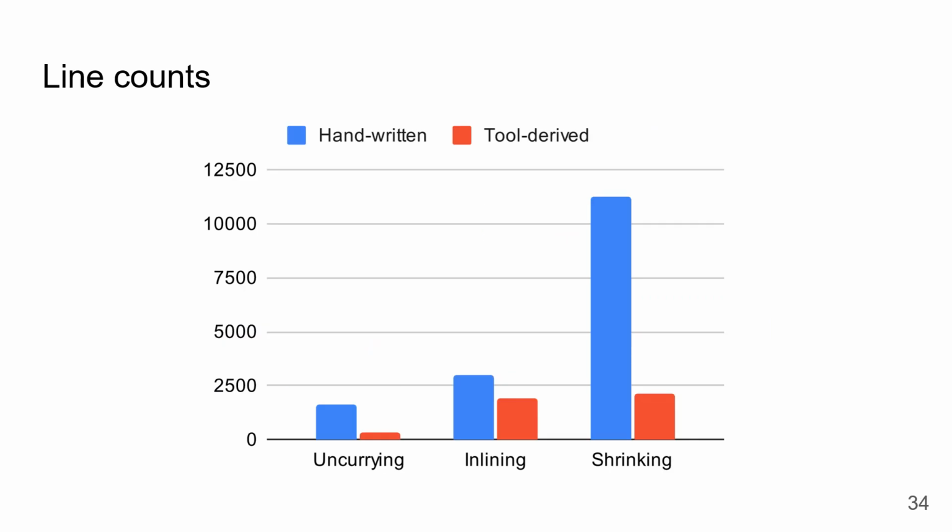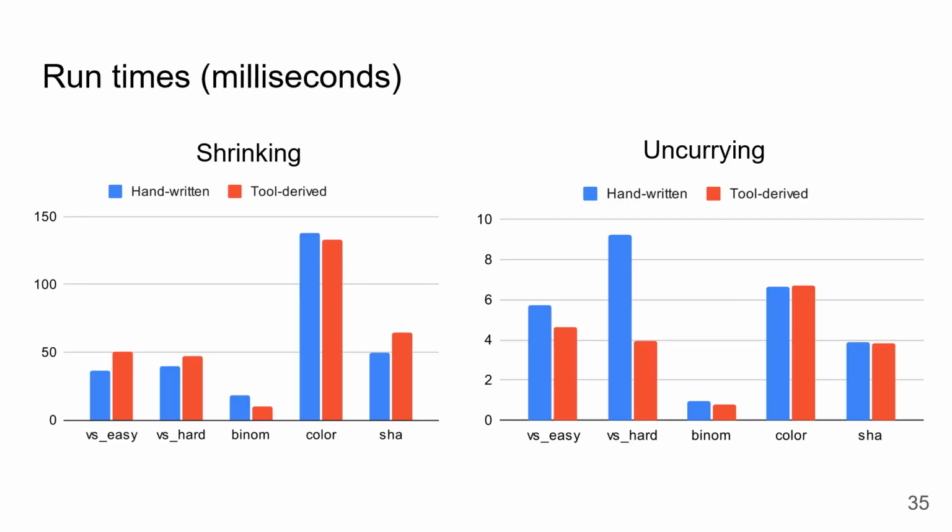Here are the line counts. In blue are the amount of lines of code and proof it took to do everything by hand, and in red are the amount of lines of code and proof it took using our tool. As you can see, our tool in some cases significantly reduces the amount of manual proof effort required. Here are the runtimes, which basically show that our generated implementations are about as fast as their handwritten counterparts. Quick disclaimer here, there are a lot of details that I'm not going into in this comparison, and if you're curious about those details, please feel free to check out the relevant section of the paper.